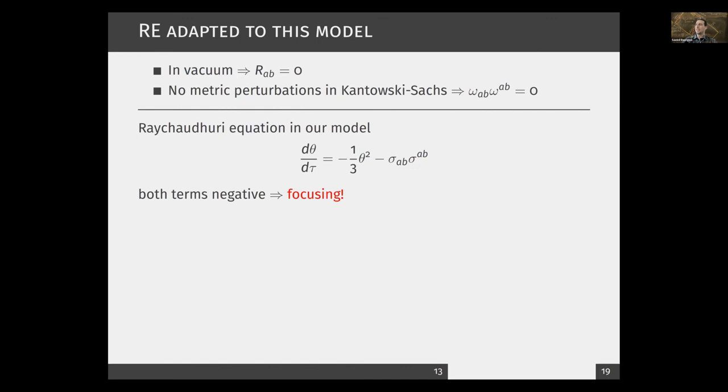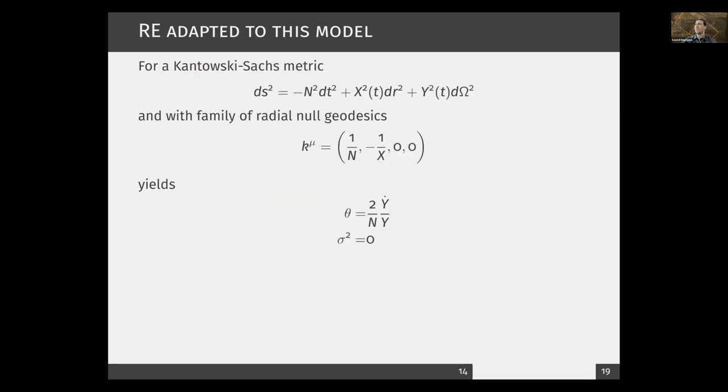Now we are going to consider theta and sigma squared that come from modifications to our model based on polymer quantization. So let's take a Kantowski-Sachs metric in this form, and we choose a family of null radial geodesics. As you see here, you actually need two sets of null geodesics, but for expansion you only need that one, that's enough.